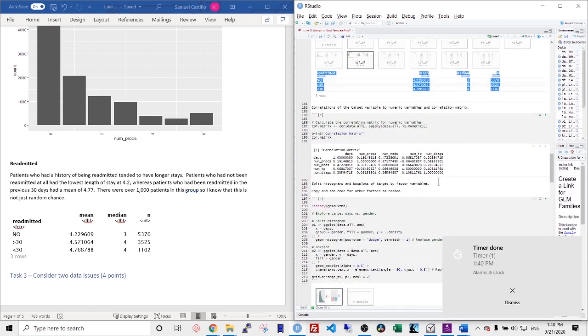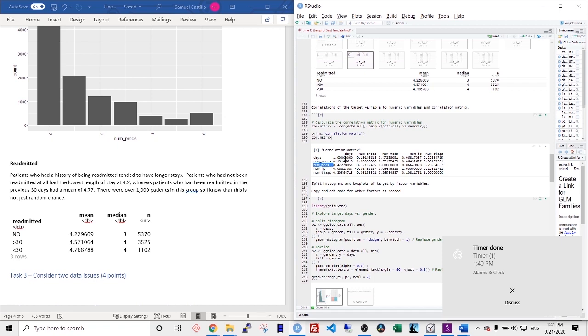So I also can look at the correlation. So this looks at days, number of procs, number of meds, number of diags. So let's look. Here I can see that the number of procedures has a correlation of 19% with days. Well, the number of meds is actually higher. It's 0.47. So this would also be a good variable to look at.